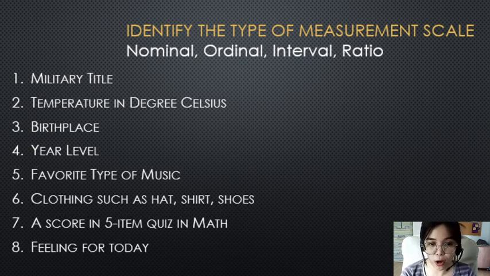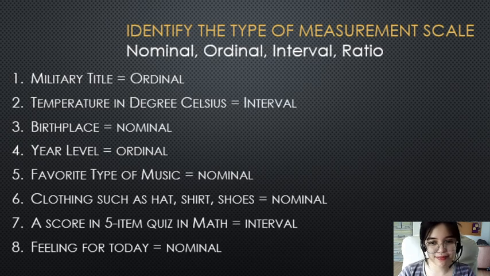So, now, you pause it, you try to answer, write your answers on a paper, tapos, i-check mo na siya. Sige, so, ipapakita ko na yung mga tamang sagot. So, maybe ito lang yung kaklaro ko dito, no? Itong number 7. A score in 5-item quiz in math. Bakit siya interval? So, syempre may measurement to, di ba? Kaya, continuous. So, mamimili lang tayo between interval or ratio.